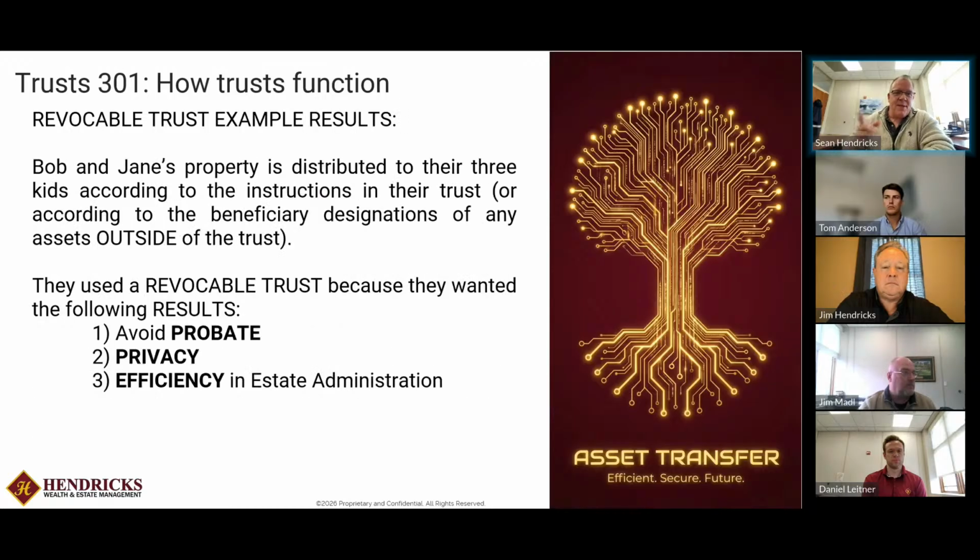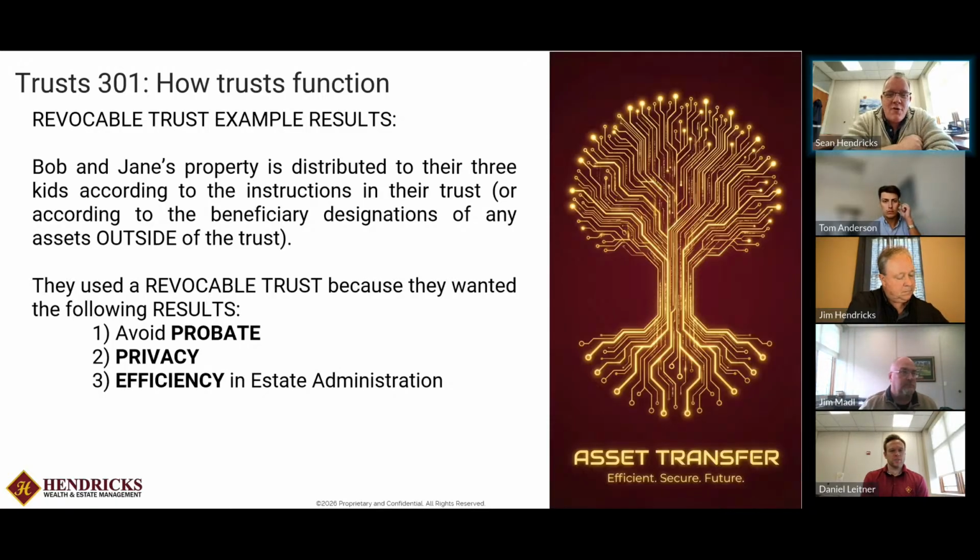So in the next slide, we're going to talk a little bit more about that, but in this example, the results are Bob and Jane's property is distributed to their 3 kids according to the instructions in their trust or according to the beneficiary designations on any assets outside of the trust. And they used the revocable trust to accomplish a few goals. They wanted to avoid probate. Again, that's the legal process where a court oversees estate administration.